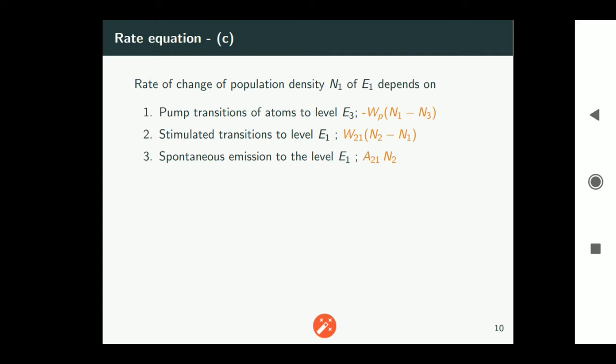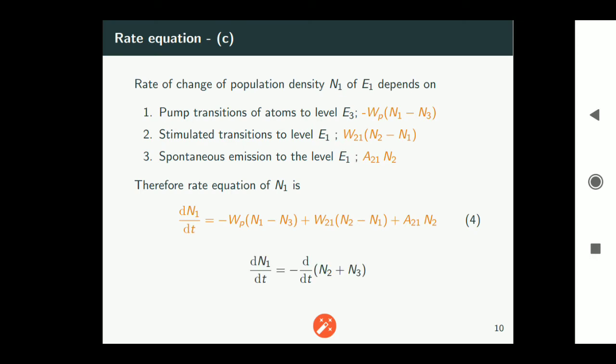So that is that transition, third transition increases the number of atoms in the N1, therefore it carries a negative sign. So with this one can write the rate equation for N1 as minus Wp times N1 minus N3 plus W21 times N2 minus N1 plus A21 N2. So that's the rate equation for N1. However, if you carefully observe, this can also be written as a negative of rate of N2 plus N3. Therefore, this rate equation of N1 is not completely independent.